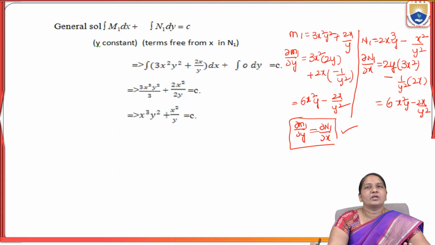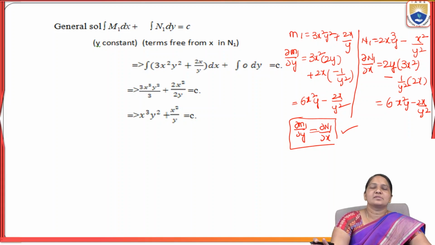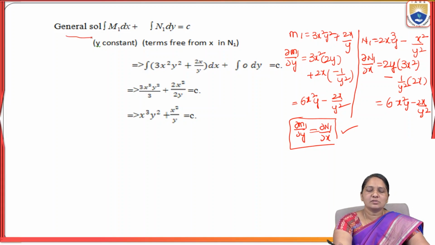So we converted the given non-exact differential equation into an exact differential equation by using the integrating factor. So now we can follow the procedure that we followed for the exact differential equation. If it is exact, what do we have to do? We have to find the general solution. So what is the general solution? Integral M dx plus integral N dy equals c.